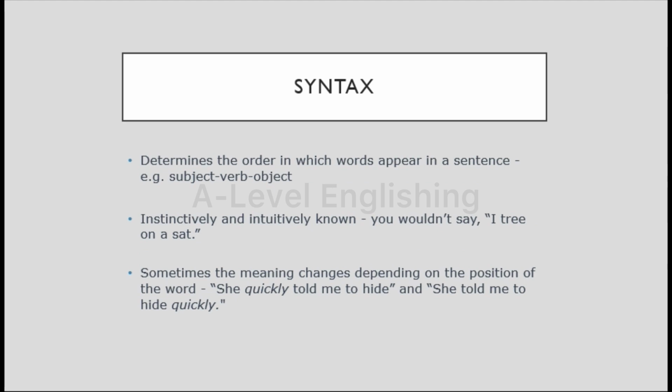And now let's head on to syntax, which determines the order in which words appear in a sentence. For example, subject, verb, object. Instinctively and intuitively known. For example, you wouldn't say, "I tree on a sat." You would say, "I sat on a tree." So there's that, and sometimes the meaning changes depending on the position of the word. "She quickly told me to hide," as opposed to "she told me to hide quickly." You see? Different meanings, right?